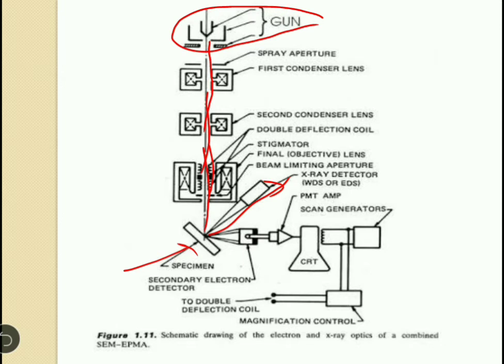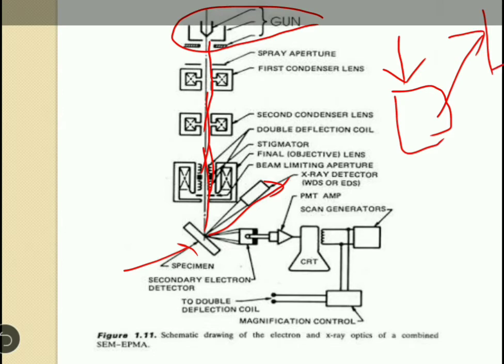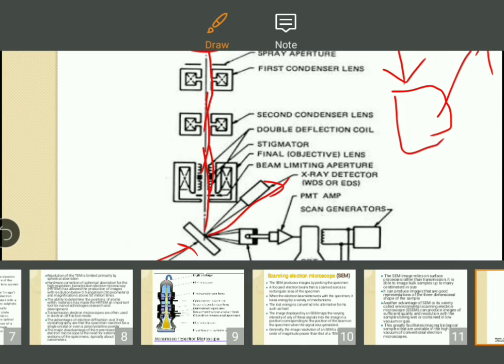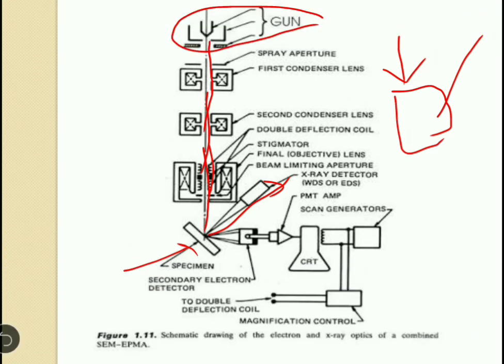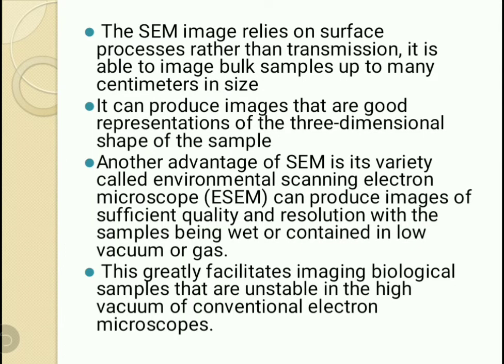So what is the difference here in TEM? Whatever the electrons are there, they are transmitted through the specimen. Now here in SEM, the electrons are first projected on the specimen, and reflection will be there, and that reflection is monitored. So that is the major difference between SEM and TEM. Now we can see SEM images rely on surface processes rather than transmission. So that is what I have said.